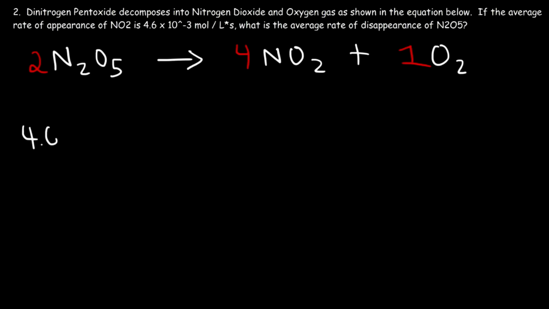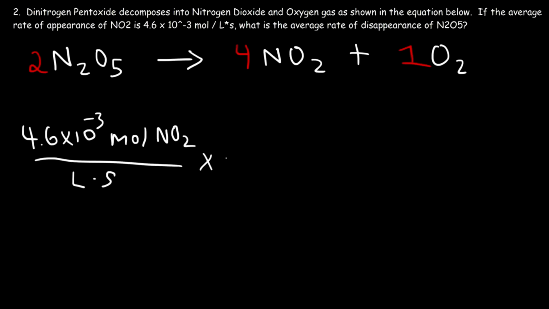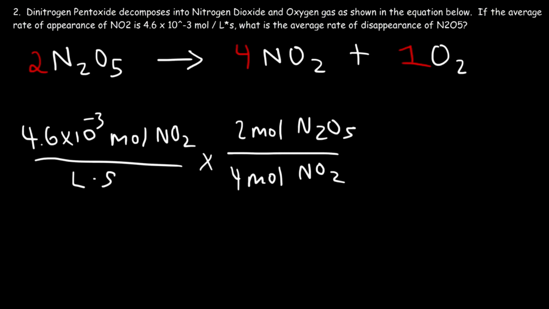So let's start with what we're given. 4.6 times 10 to the minus 3, and that is moles of NO2 per liter per second. Now let's convert moles of NO2 to moles of N2O5. Now, for every 4 moles of NO2 that is produced, 2 moles of N2O5 disappears. Now, you need to understand that the rate of appearance is always positive and the average rate of disappearance is always negative, which means that the concentration of the reactants always decreases and the concentration of the products increases as the reaction moves forward. So the rate of the reaction in terms of reactant should always be negative, and for a product it should be positive.